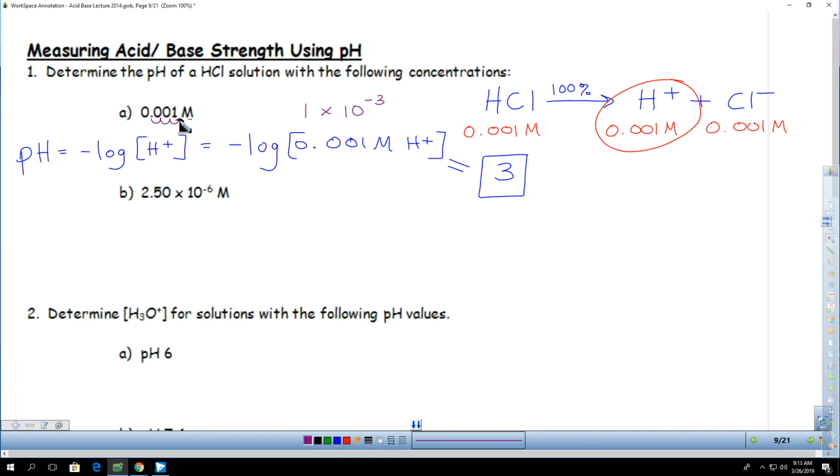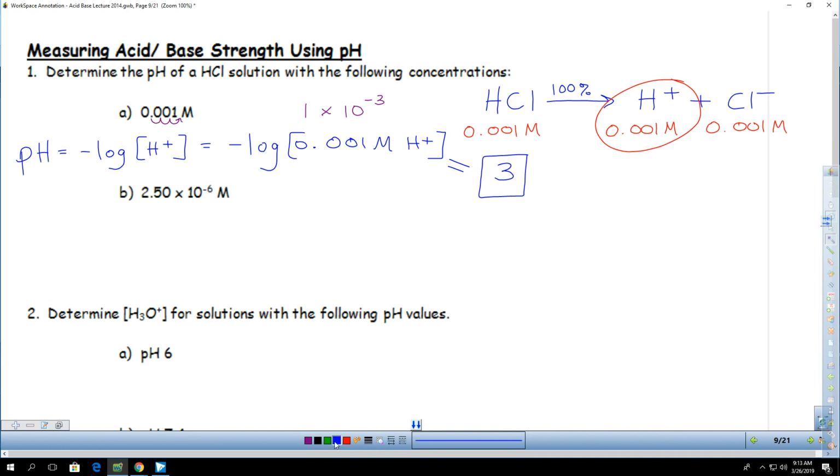The only time that you can't just say, oh, the pH is the opposite exponent of 10, is something like B, where we don't have a 1 out in front. That 2.5 is kind of funky. Now, I can still estimate that the pH is going to be somewhere around a 6. But this one I really do need to plug into my calculator.